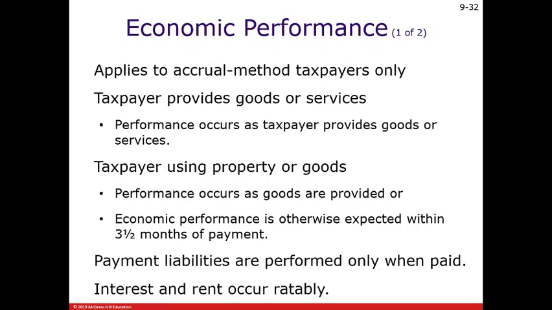And again, this only applies to accrual method taxpayers. When a taxpayer provides goods or services to another party, performance occurs as the taxpayer provides the goods or services. Taxpayer using property or goods. The performance occurs as the goods are provided or economic performance is otherwise expected within 3.5 months of payment.